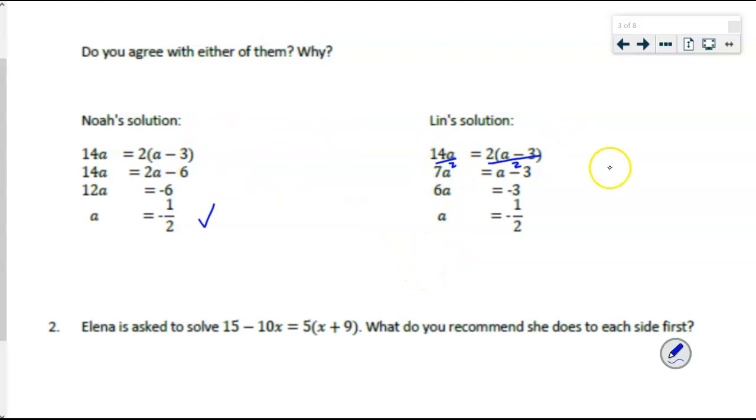That's really important. Let's make sure that we take note of what it is that they did. Noah distributed first. Distributing is one of those steps that we take when we simplify. And Lynn says, why waste my time distributing when I'm just going to divide it out anyway? So don't distribute, divide out.